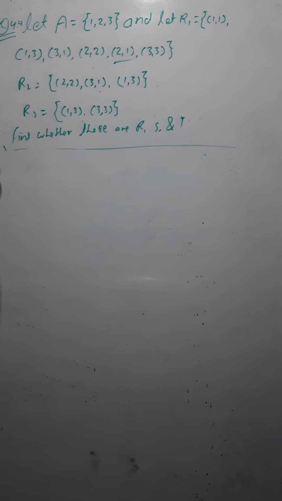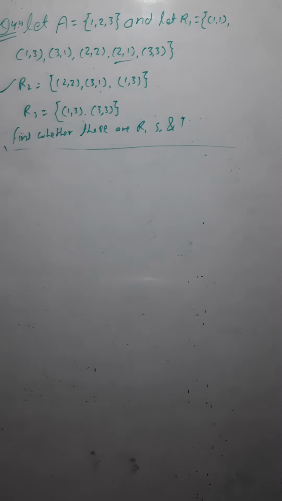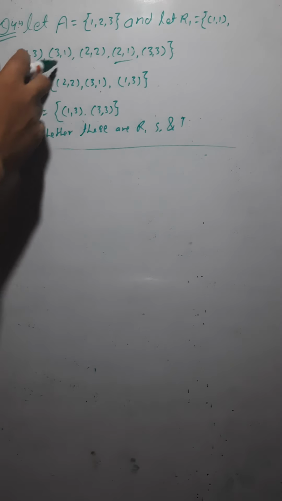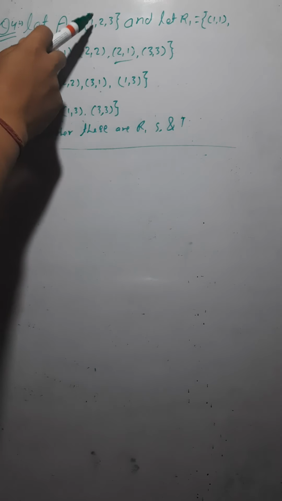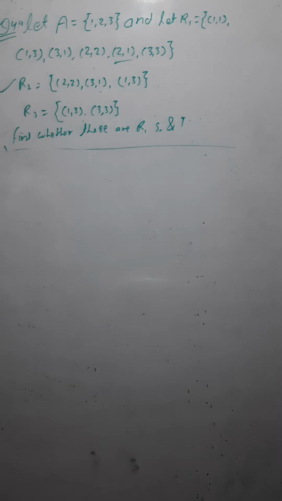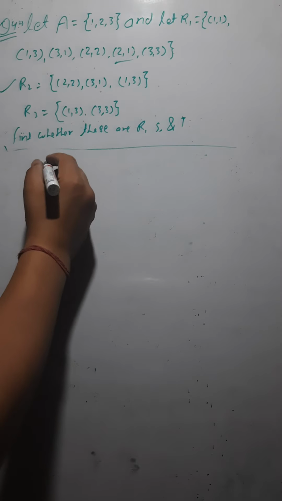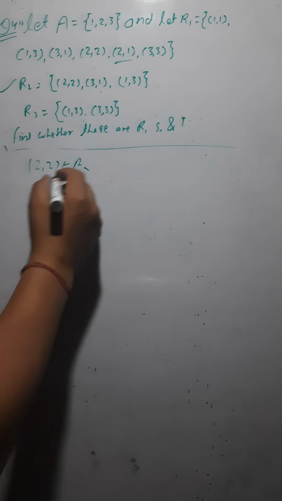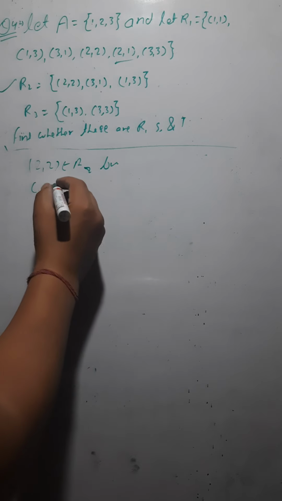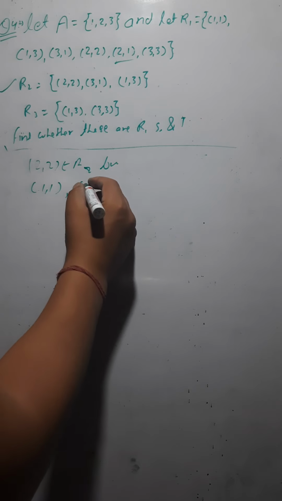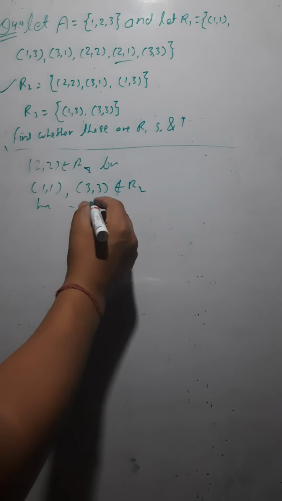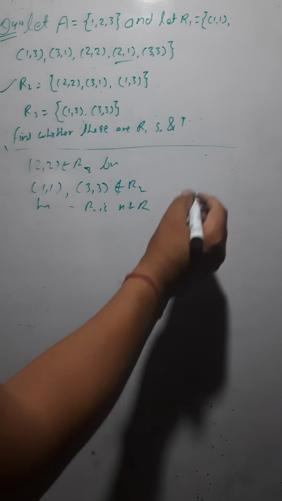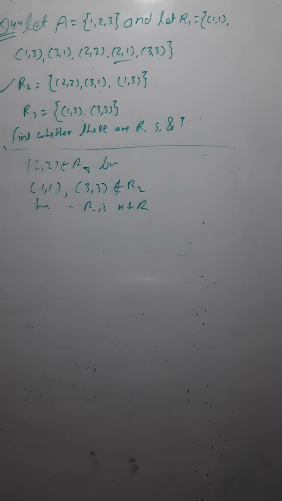Now we would check whether the relation R2 is reflexive, symmetric and transitive or not. Clearly you can see the doublets of all the elements are not there. 2 2 is there, but 1 1 and 3 3 are not here. So you can write here: 2 2 belongs to the relation R2, but 1 1 and the other ordered pair, 3 3, do not belong to the relation. So hence R2 is not reflexive, isn't it? That is how you would solve this.